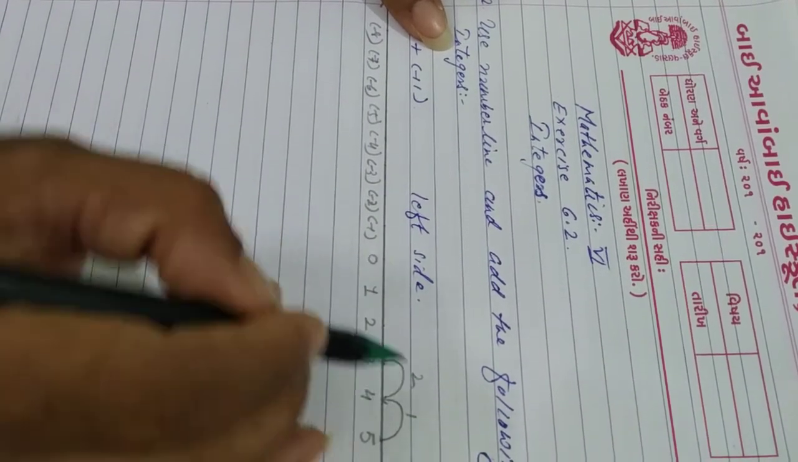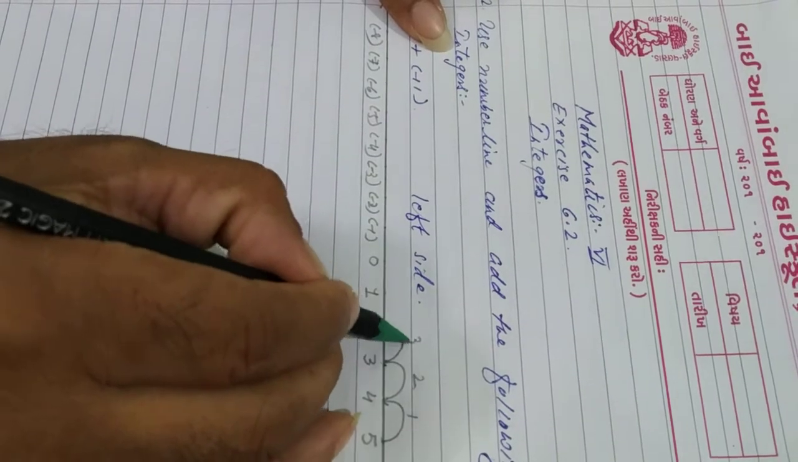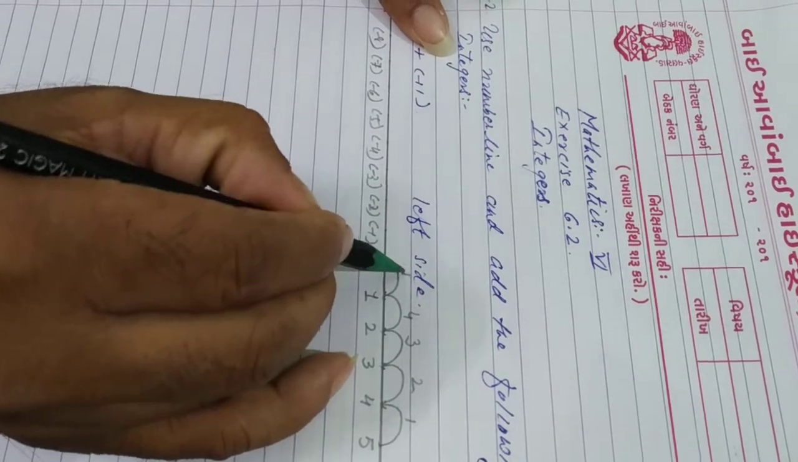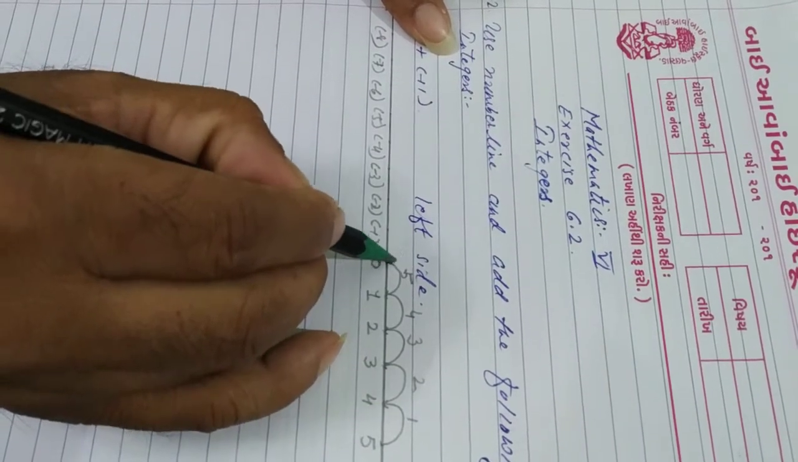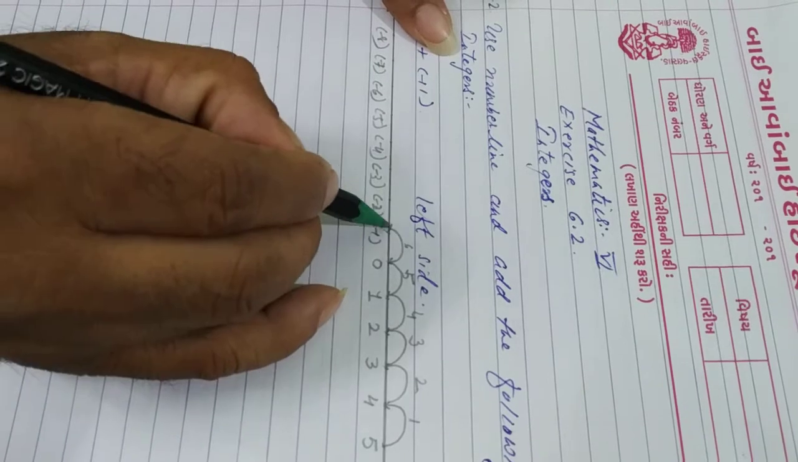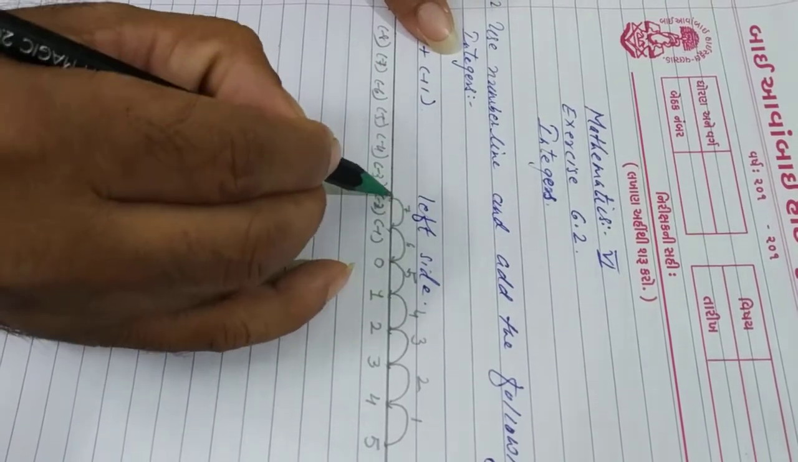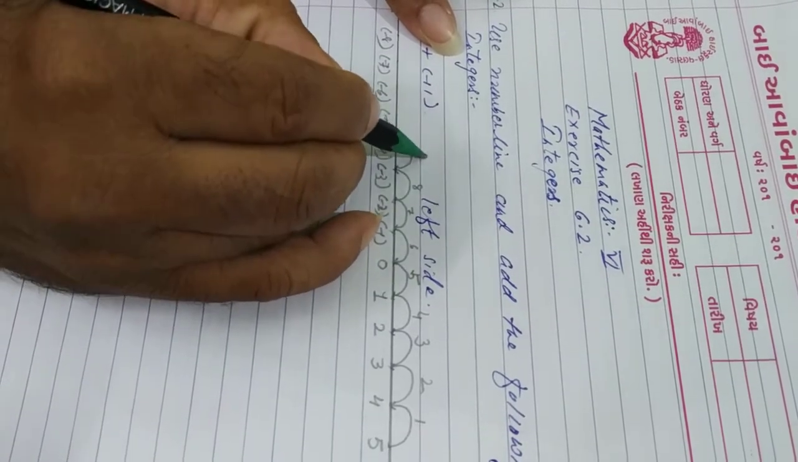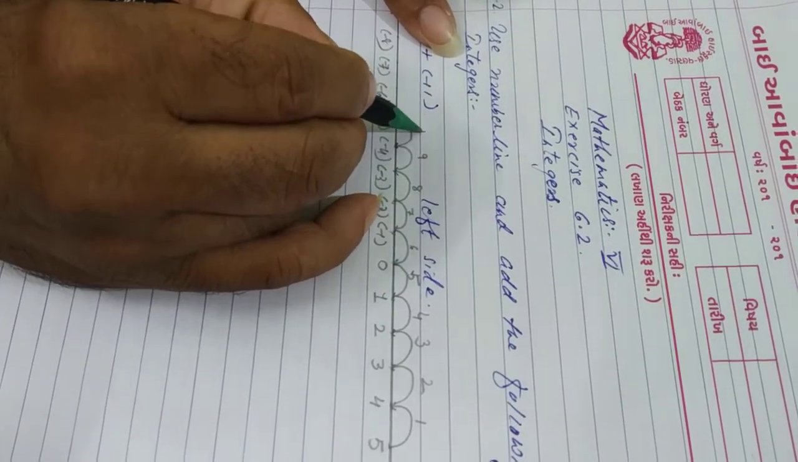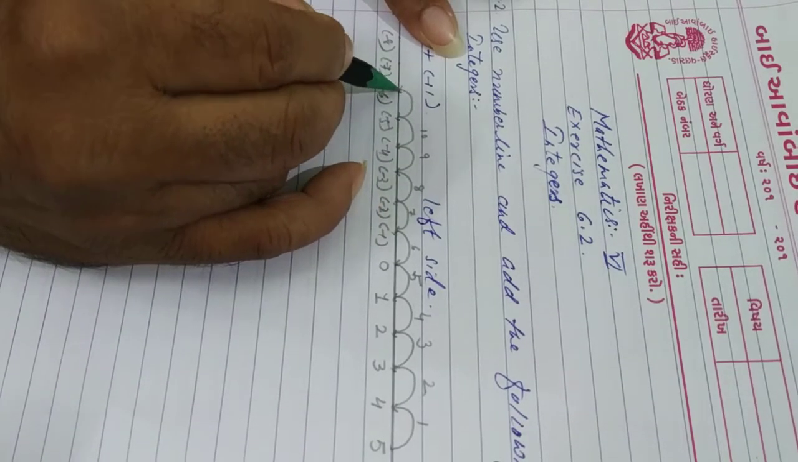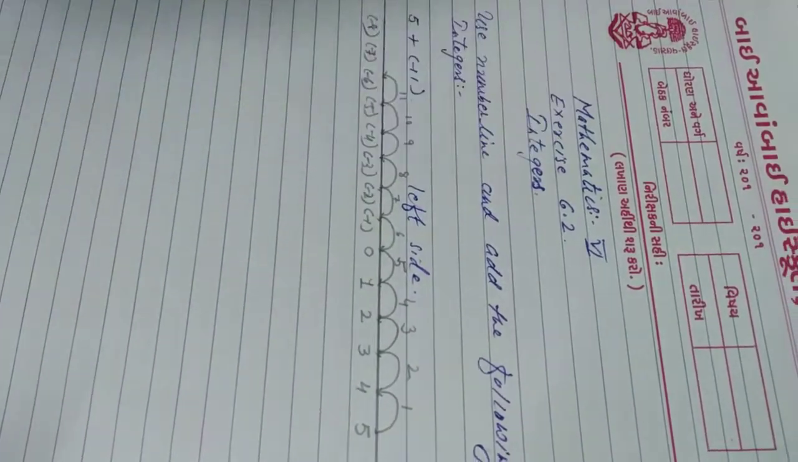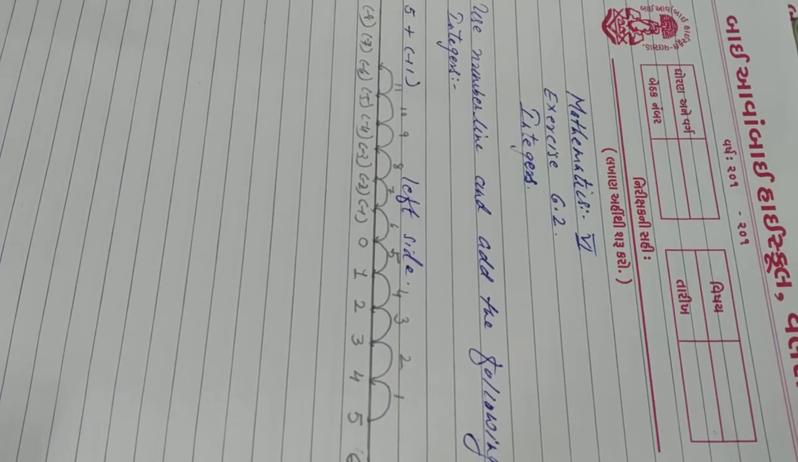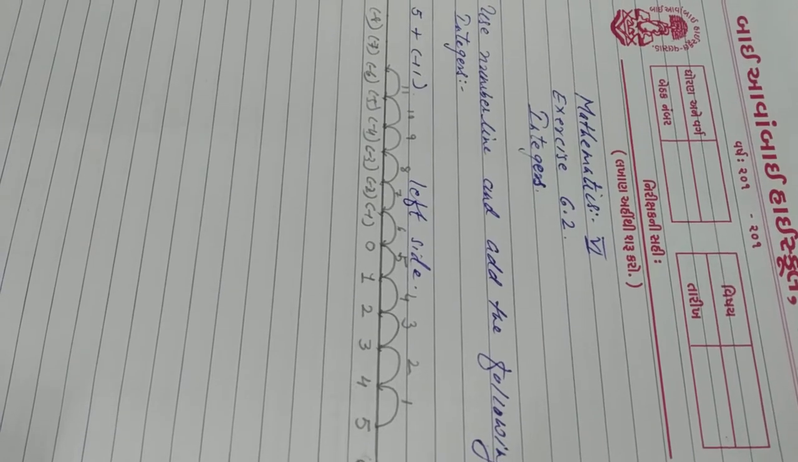1, 2, 3, 4, 5, 6, 7, 8, 9, 10, and 11. Right? We move how many? 11 units on which side? Left side. Right?